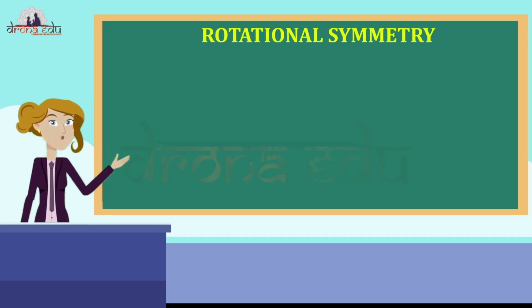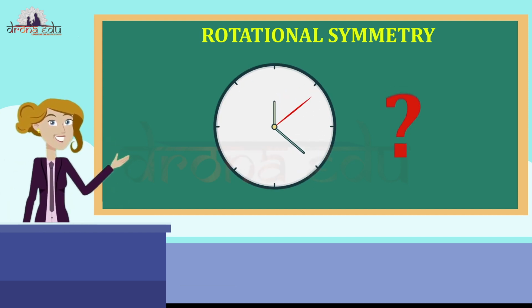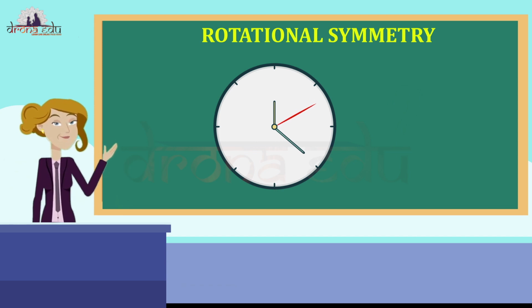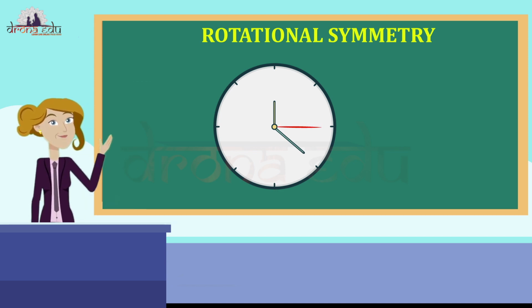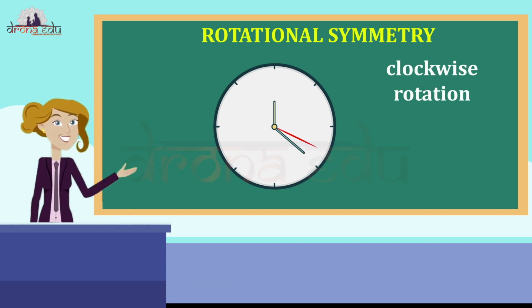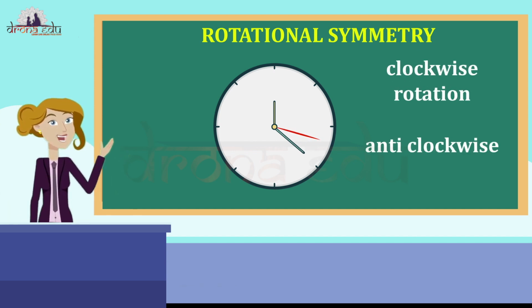Rotational symmetry. What do you say when the hands of a clock go round? You say that they rotate. The hands of a clock rotate in only one direction about a fixed point, the center of the clock face. Such movement of the hands of a clock is called a clockwise rotation. Otherwise, it is said to be anti-clockwise.